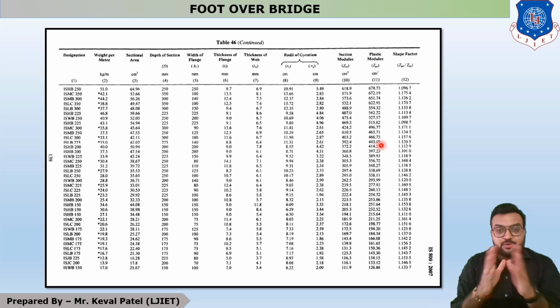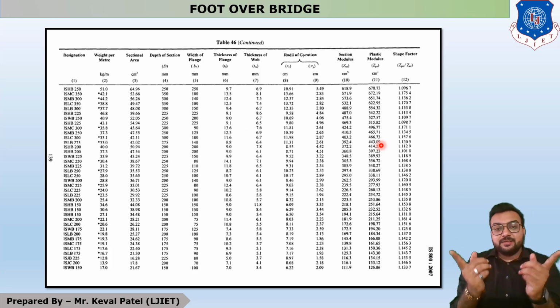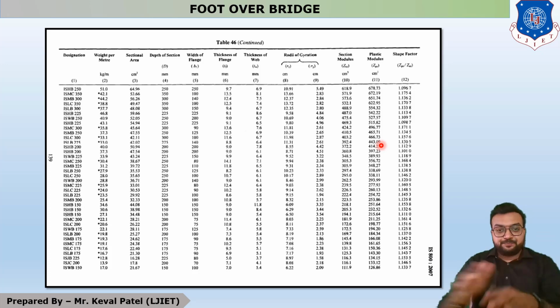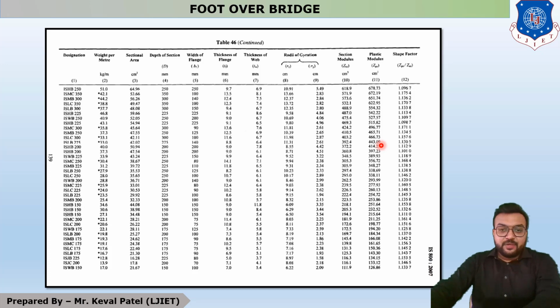Okay, this is not our final section. Our final section is to check that the section passes in moment capacity and shear capacity, which is our step number 3 and step number 4. So this is our trial and error section.